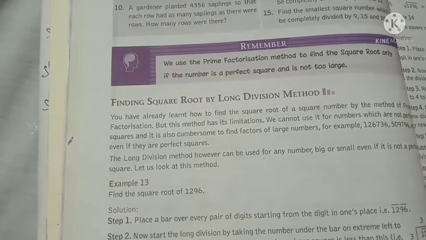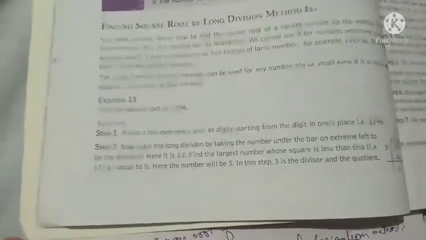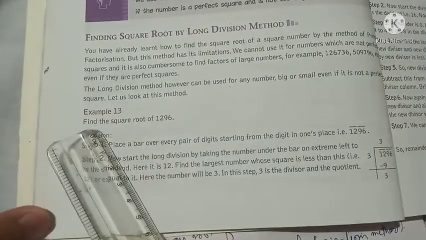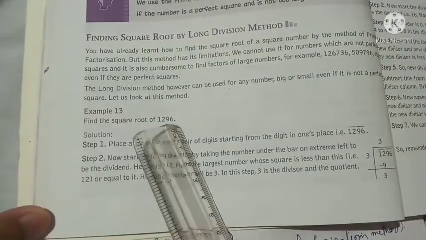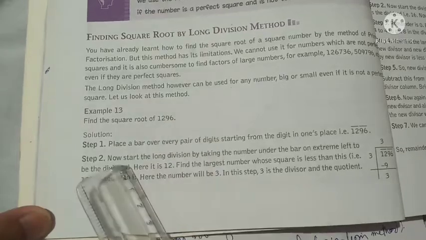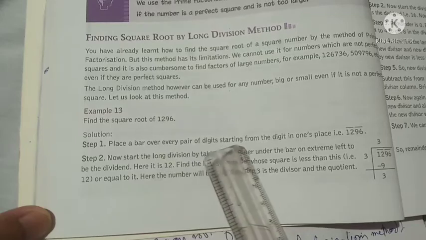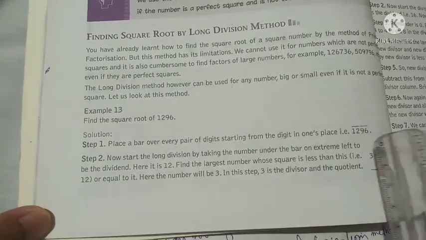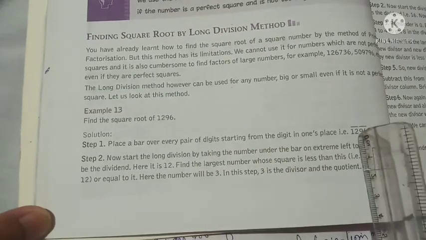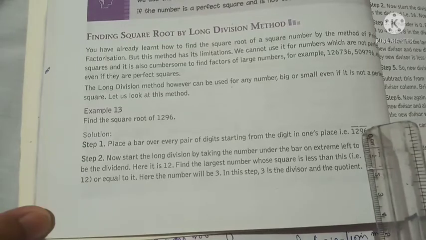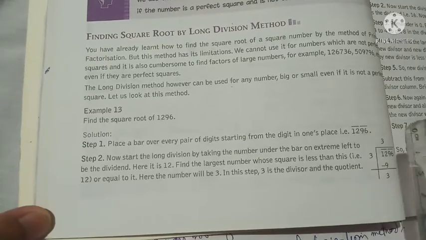Let's see these steps. Find the square root of 1296 by using the long division method. Place a bar over every pair of digits, starting from the digit in the ones place. From this side, we put a bar over each pair of digits: that is 96 and 12.